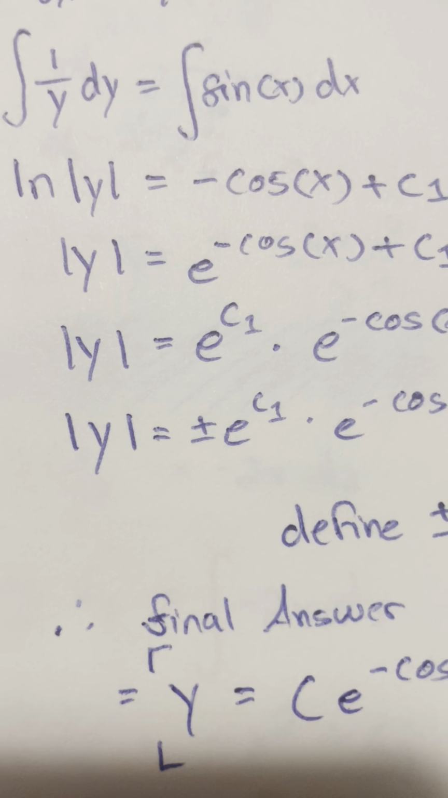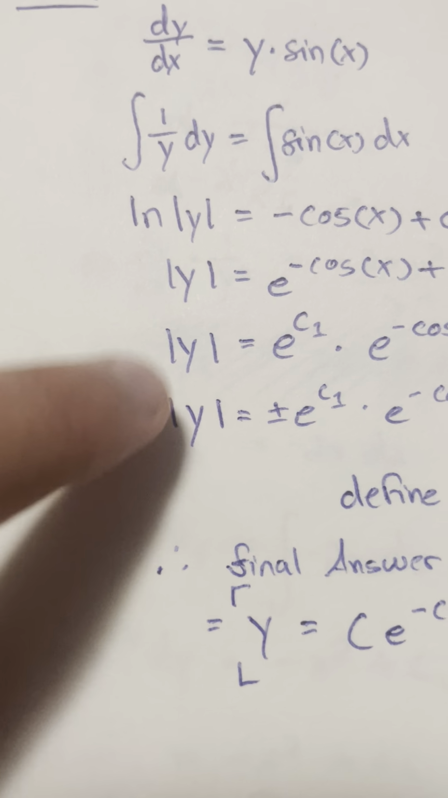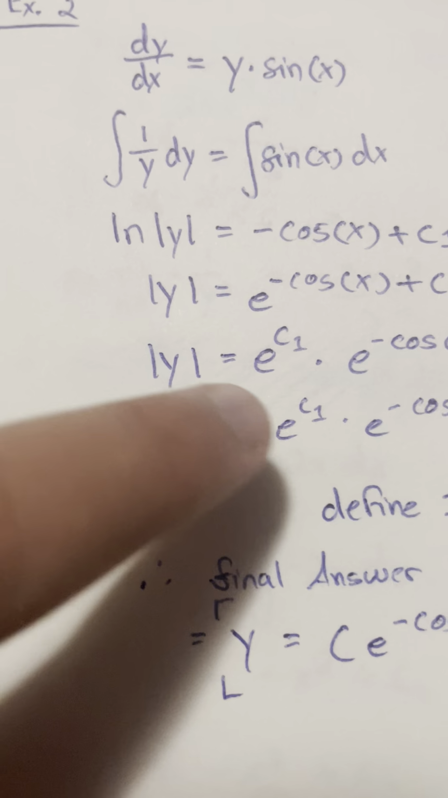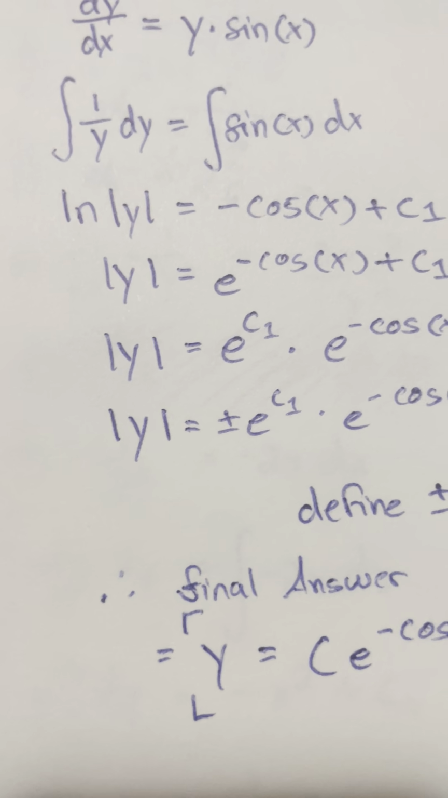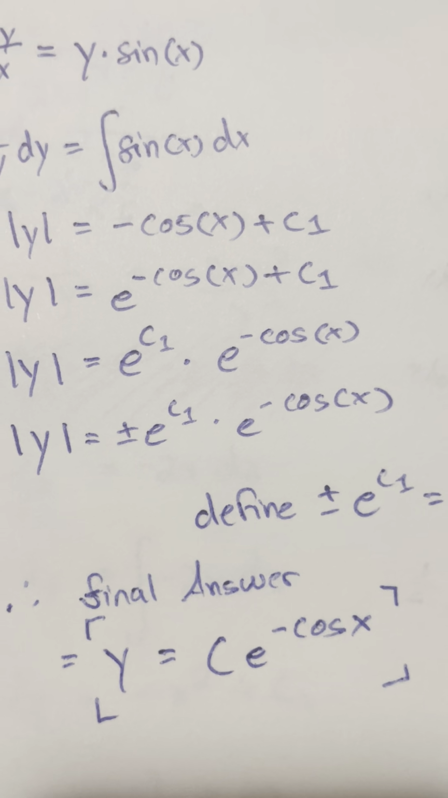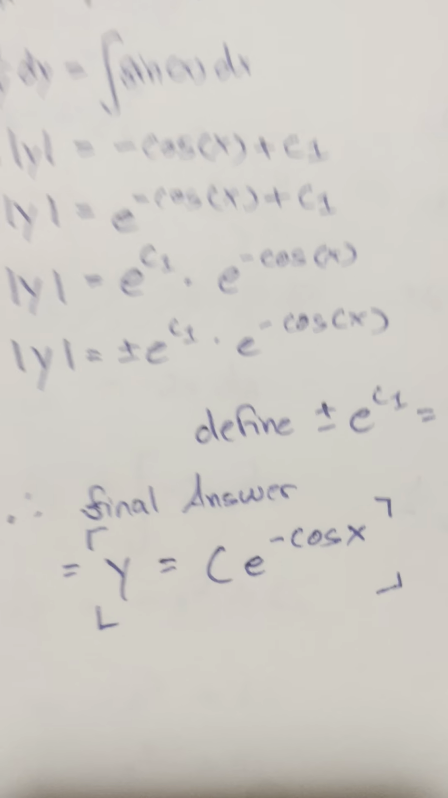So here, there shouldn't be an absolute value. This is a mistake. This should be removed, and it should be y is equal to plus or minus, because we're removing the absolute value from the left side. So the right side will be equal to plus or minus e to the c1 times e to the negative cosine of x, right?